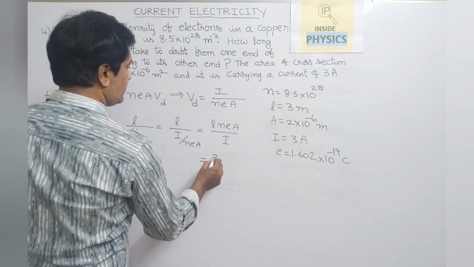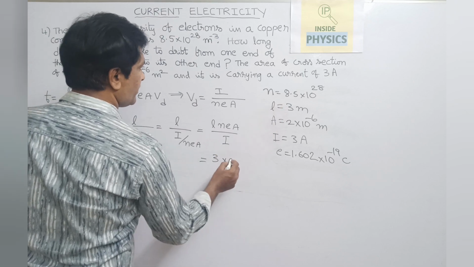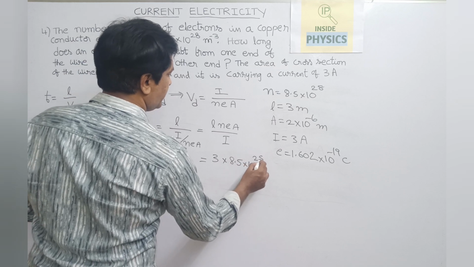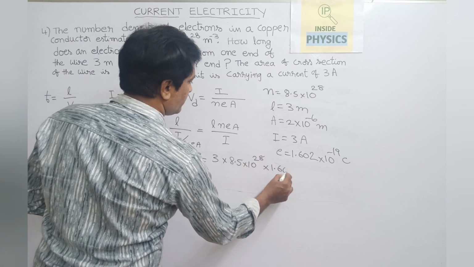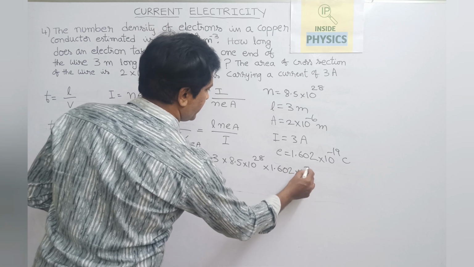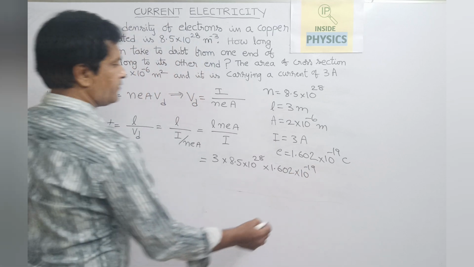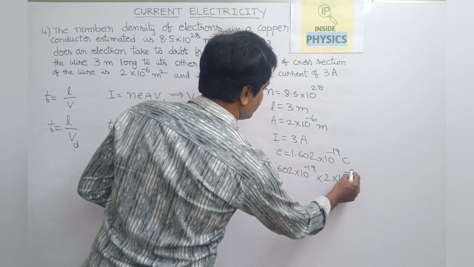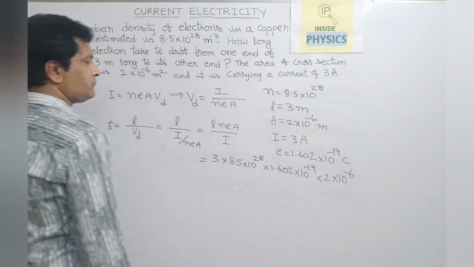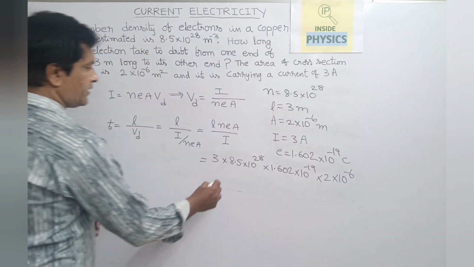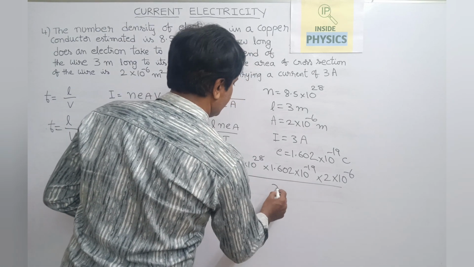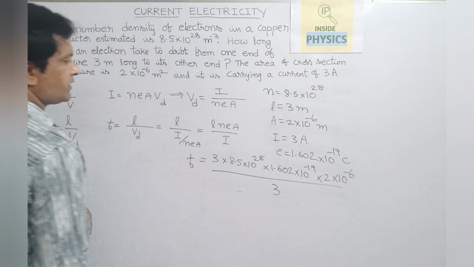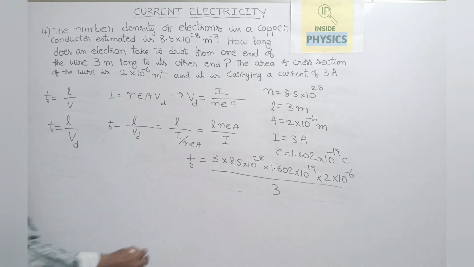L is nothing but 3 meters. N, the number of electrons per unit volume, is 8.5 into 10 to the power of 28. The electron charge, we know, is 1.6 into 10 to the power of minus 19. Area of cross section is already given, 2 into 10 to the power of minus 6, and the current flowing is 3 amperes. So you can calculate the time in this way.